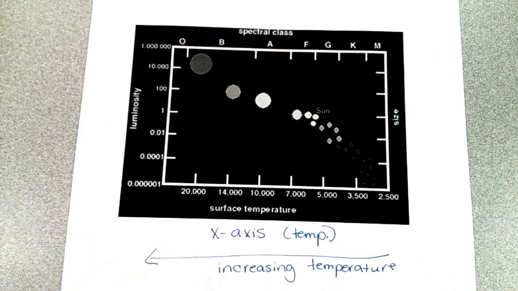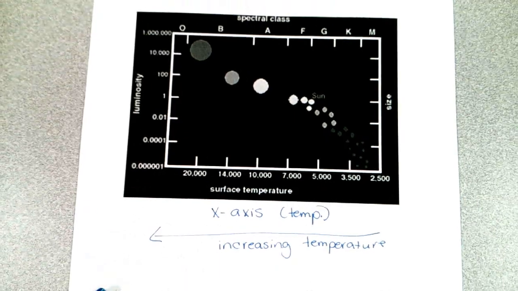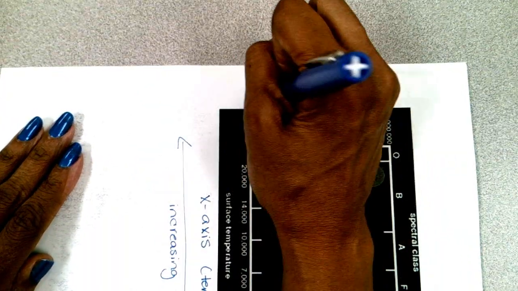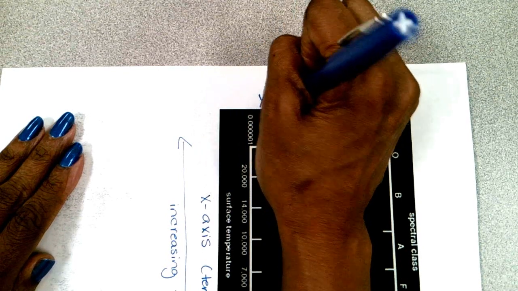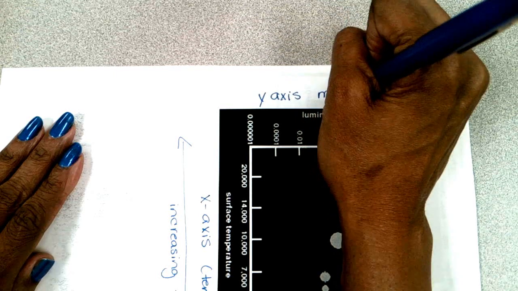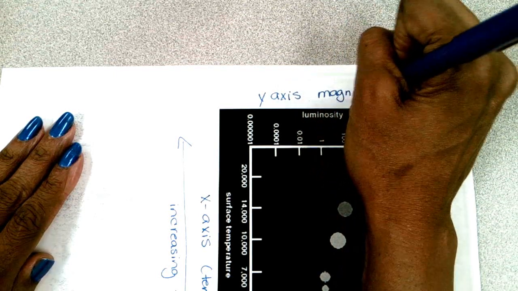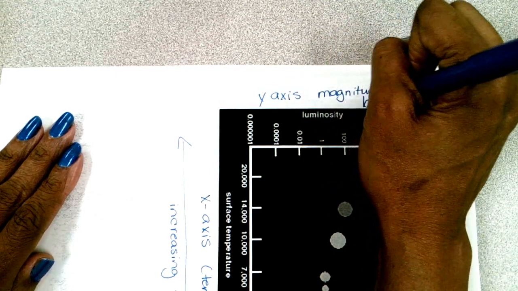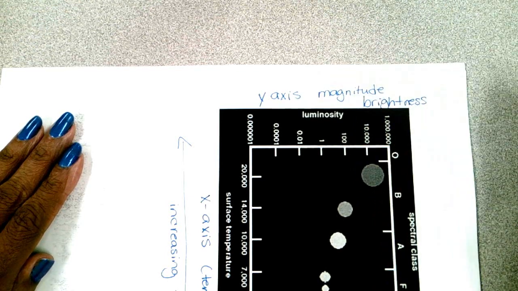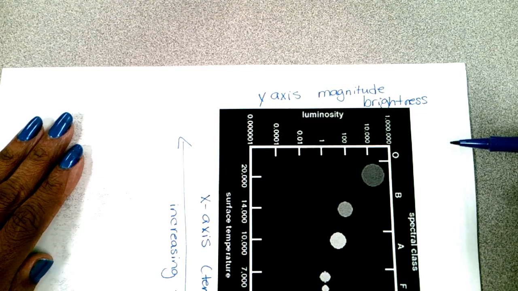Okay. And then if we turn and look at our y-axis, that is our luminosity. And you remember magnitude and brightness all refer to, they all mean the same thing. Okay?